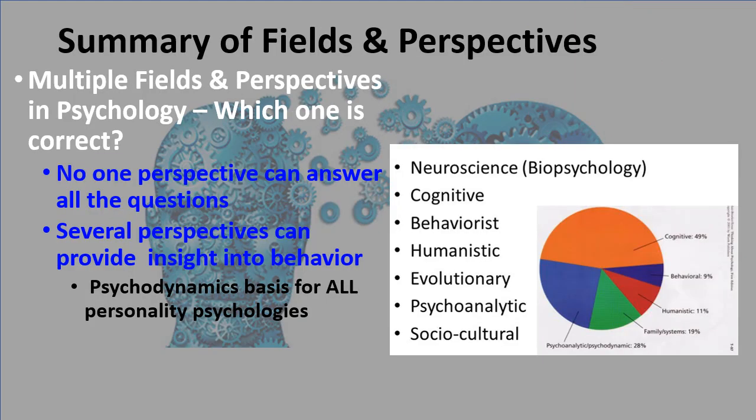The point of this is to tell you that there's no one perspective that answers all the questions. There's no one school of thought that answers all the questions. Everything impacts itself. You have to take a little from here, a little from there, and recognize that the psychodynamic model is the basis for all the personality theories. And all of the schools of psychology have a personality theory except for cognitive, which kind of blends in with all of them.